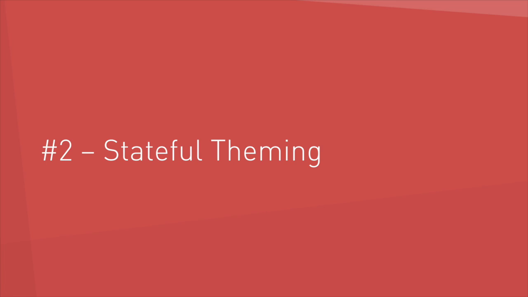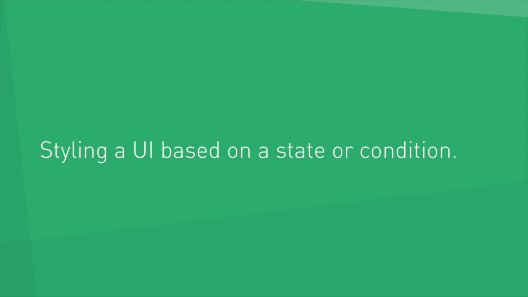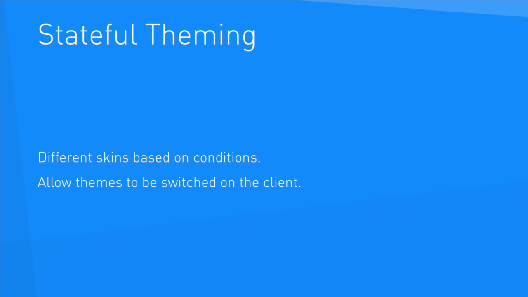The second method I've got to share with you is what I call stateful theming. I really, really like stateful theming. It's dead simple, but you can do some pretty cool stuff with it. Stateful theming is basically styling a UI based on a condition or a state. We can invoke a condition and tell the UI to behave accordingly. We can have different skins based on these conditions, and it allows themes to be switched on the client.